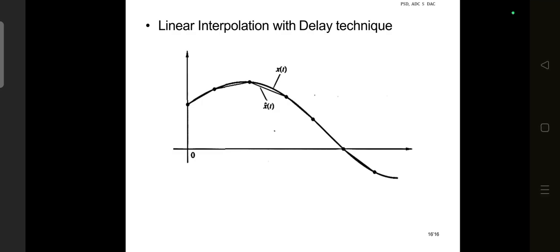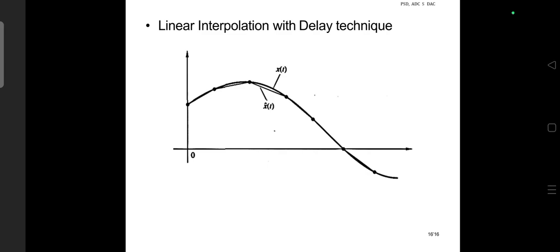So let us summarize. Summarizing ADC, it has three stages: sampling, quantization, and coding. On the other hand, DAC has three techniques: sample and hold, first order hold, linear interpolation with delay. So therefore, the overall signal conversion chain can be remembered as analog signal, ADC, digital processing, DAC, analog signal. So this completes the discussion on ADC and DAC.